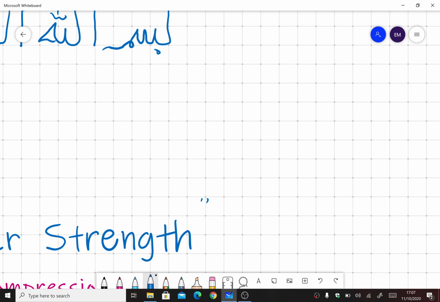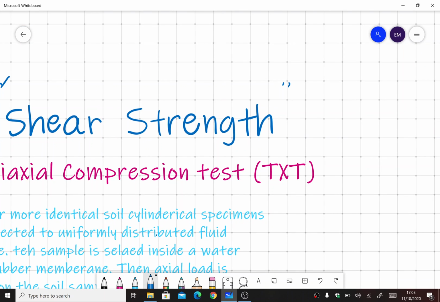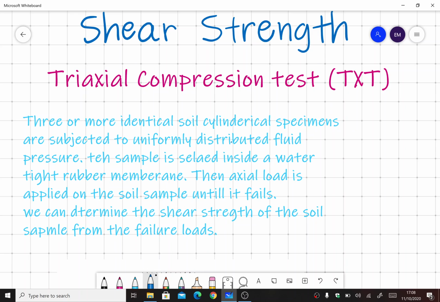And we also discussed that there are certain other laboratory methods that are used to find out the shear strength of the soil specimen. So in that context, we start off with the second test, that is the triaxial compression test. We represent it with TXT.